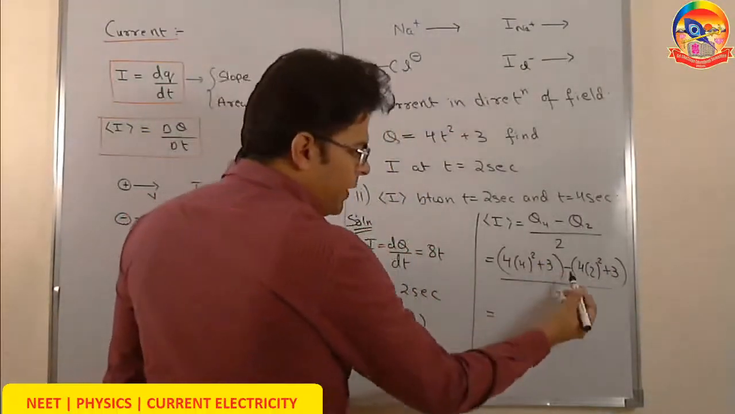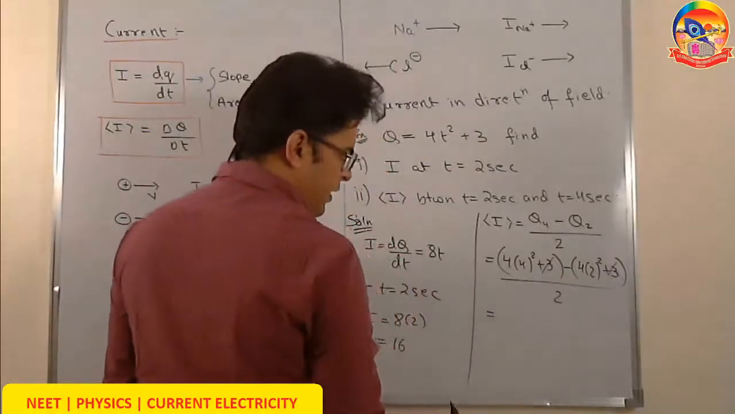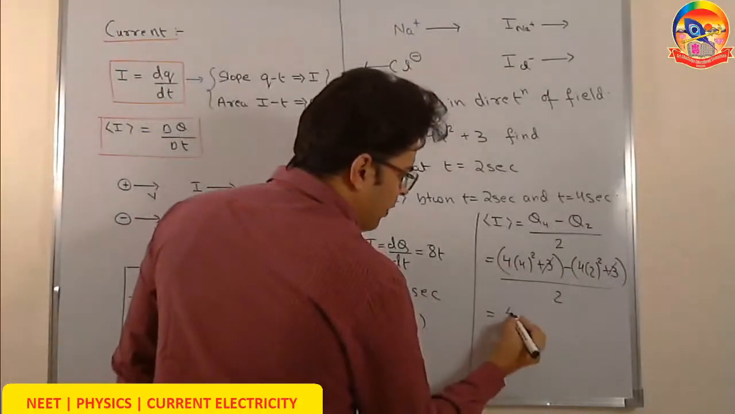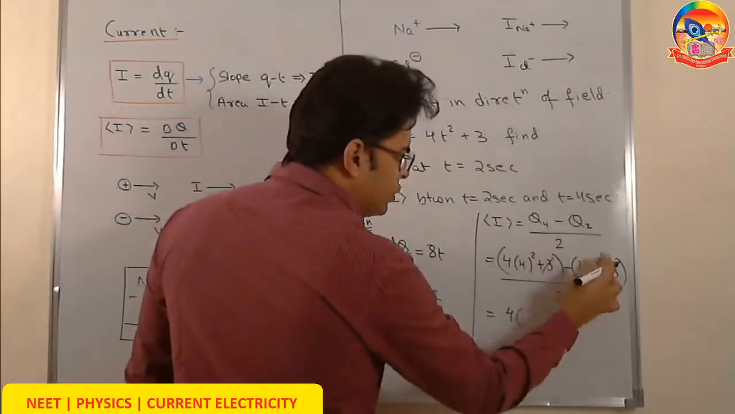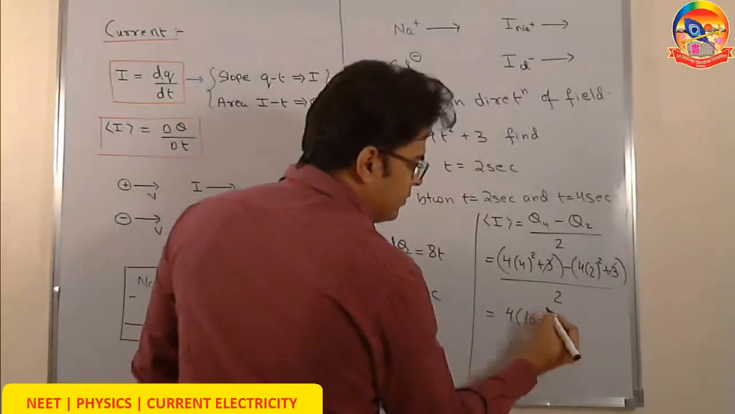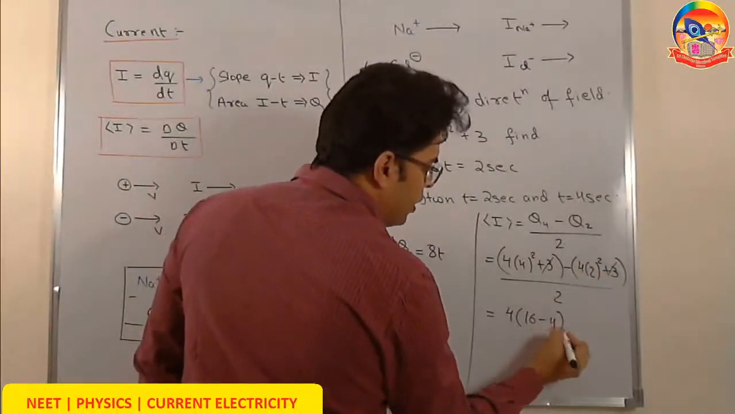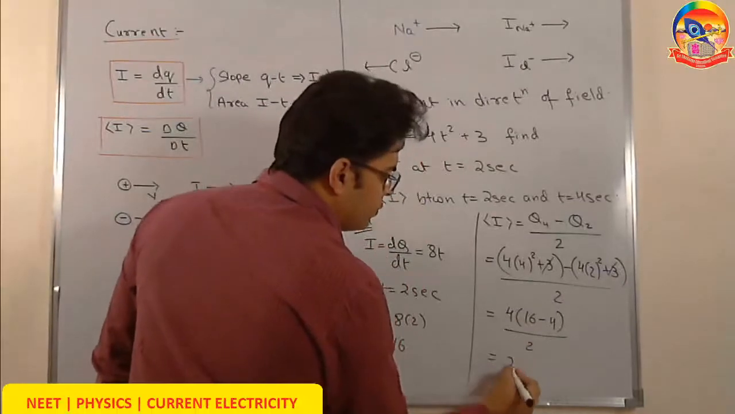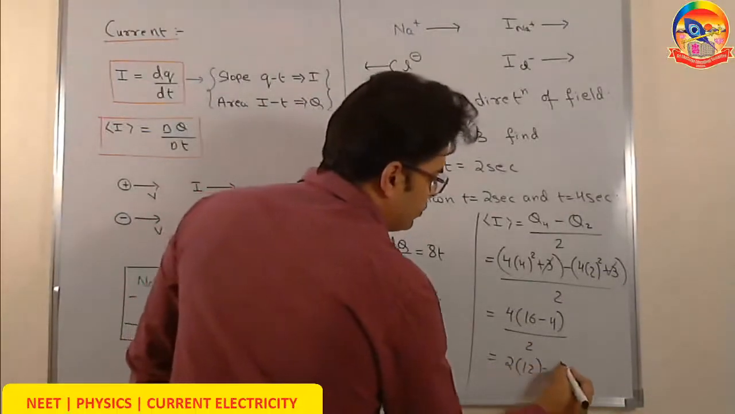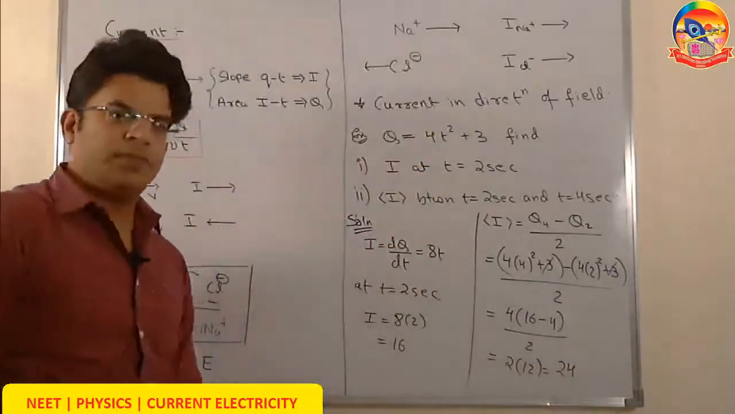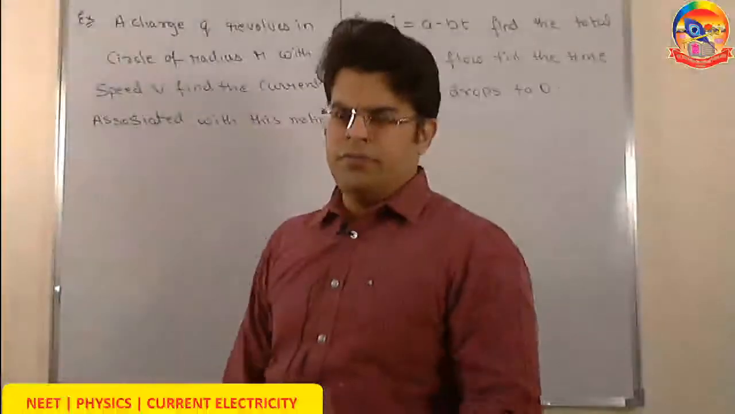Here on opening bracket you can see this 3 and 3 will get cancelled. You can take this 4 common and write 4 square minus 2 square. So 4 square is 16 minus 2 square, that is 4, divided by 2. So this becomes 2 into 12, that comes out to be 24. So now two questions.